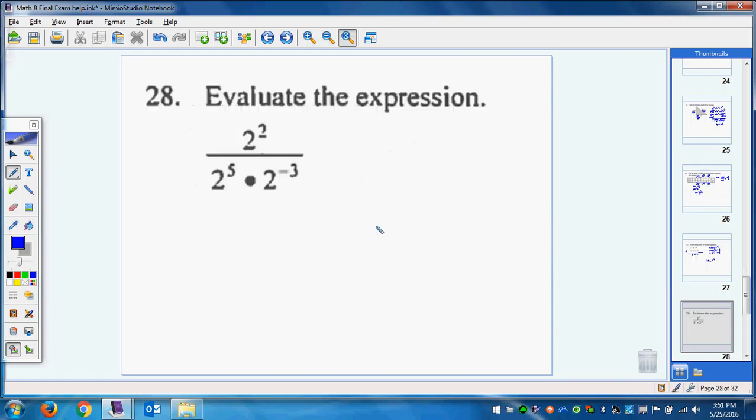Evaluate the expression. You got many, many different ways to do this, and my suggestion is to actually go ahead and work at the denominator first. So I've got a 2 squared here, and then I've got a 5 plus a negative 3, which is another 2 squared. And hey, look at this. Anything divided by itself is 1. Or you can say it's really a 2 subtract 2, which is really a 2 to the 0 power, which is really a 1. Yay.